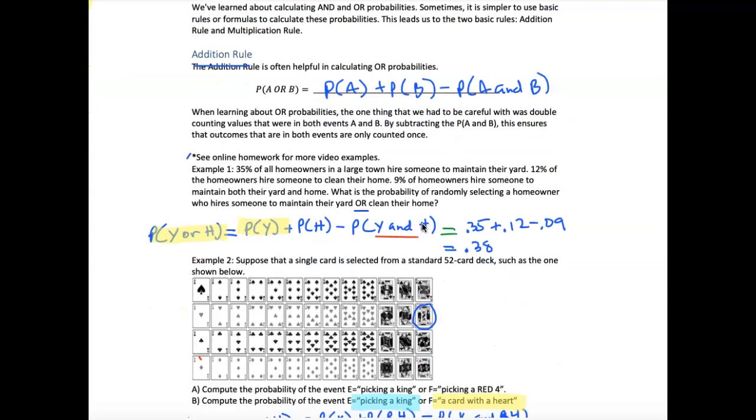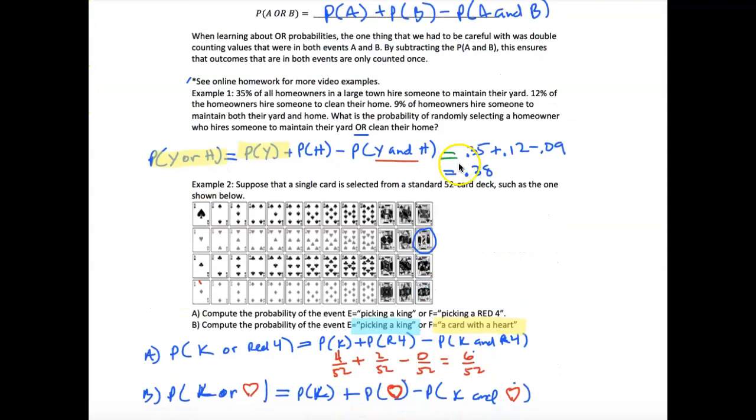So our first example, since you have the formula working there, looks at this homeowner example. Again, it's not too complex and maybe it's not too real world, but it's a simple example for us. We're given that the probability of homeowners in a large town who maintain their own yard is 35%. That's event A, that's the Y. 12% of homeowners hire somebody to clean their home, and that's the H, probability of H.